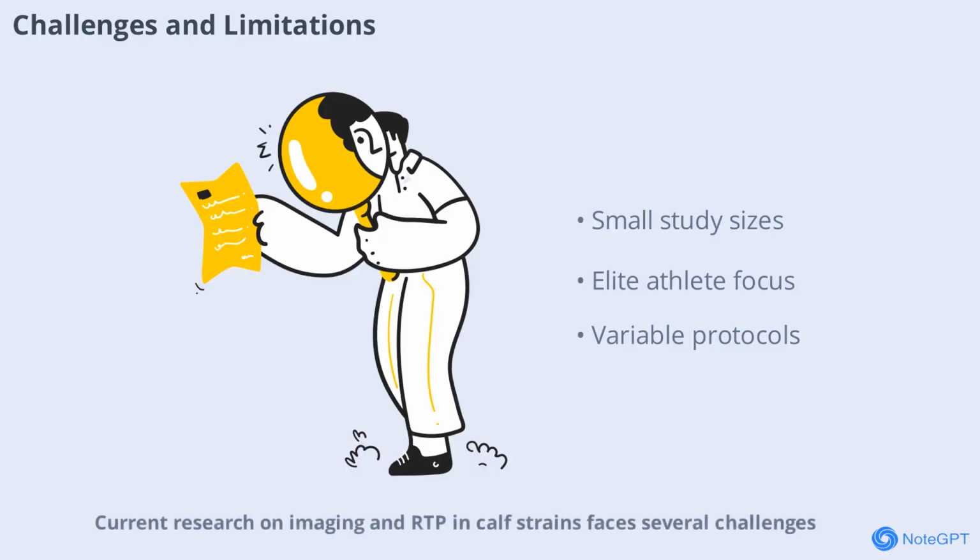Current research on imaging and RTP in calf strains faces several challenges. Many studies have small sample sizes and focus on elite male athletes, limiting generalizability. Imaging protocols and definitions of RTP vary, making it hard to compare results across studies. Inter-observer variability in interpreting images can also affect grading consistency. These limitations highlight the need for more standardized research and protocols, especially for recreational athletes and female populations.